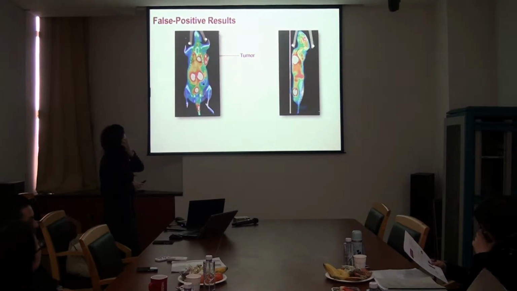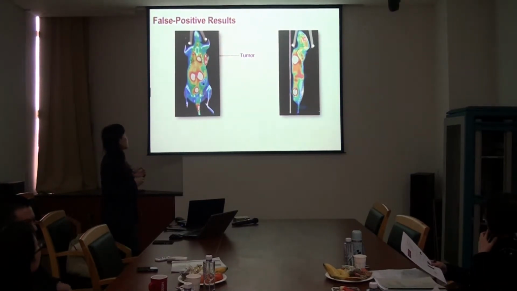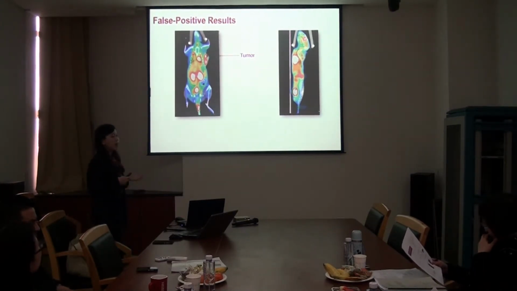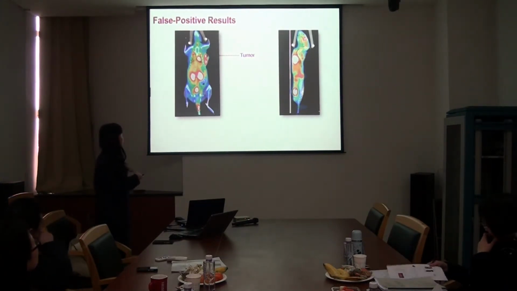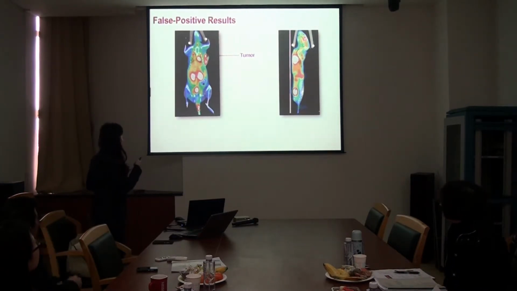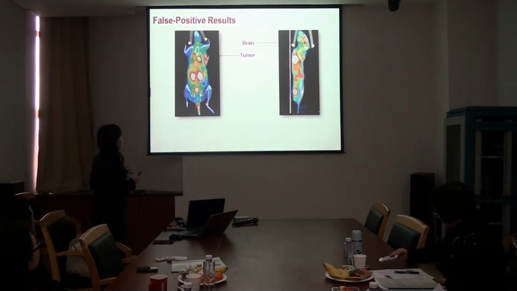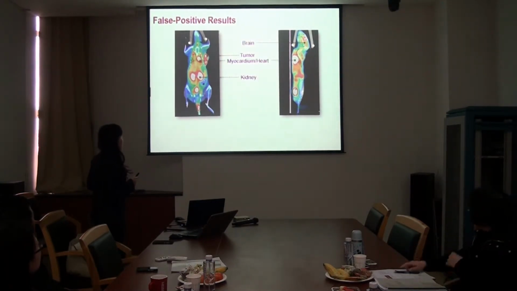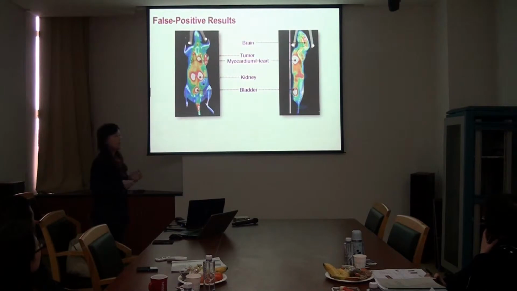Besides the high accumulation in tumors, FDG can also have a lot of physiological uptake. This is an example of our own data. Besides the subcutaneous tumor, we can also find high uptake inside the brain, the myocardium, the kidney, and the bladder, since FDG is not a tumor-specific tracer.